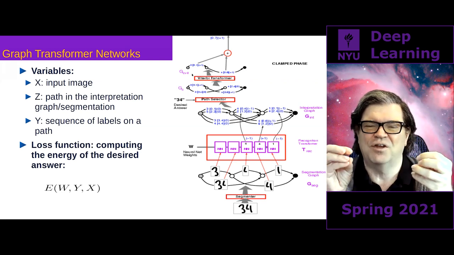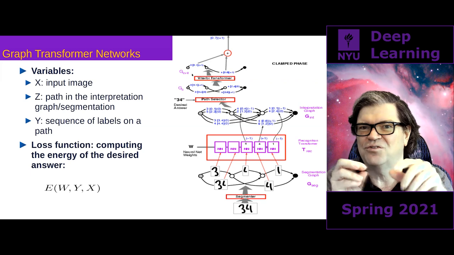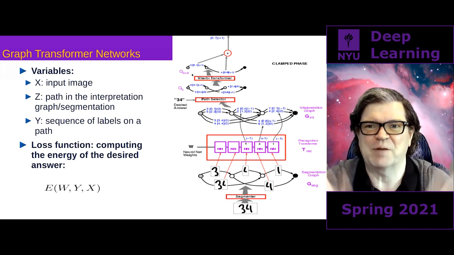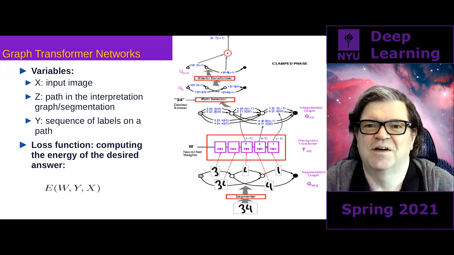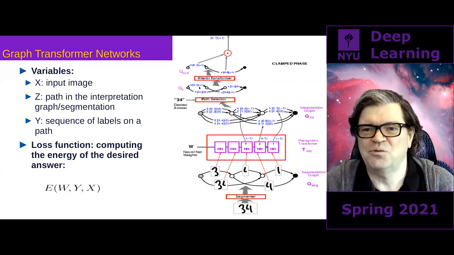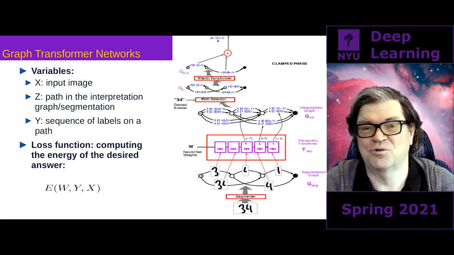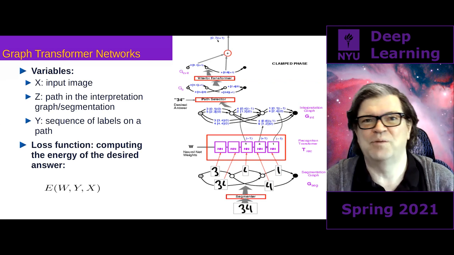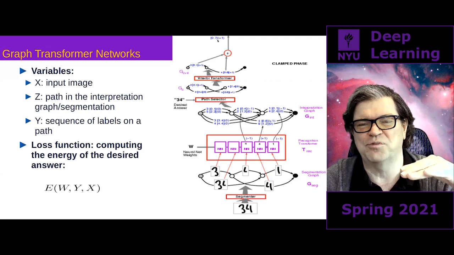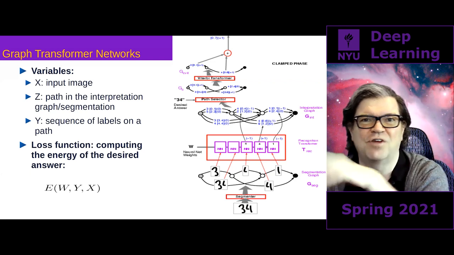arcs in the graphs, and you can think of them as switches, right? So we've talked about how we backpropagate through a switch. So what we're going to have to do is we want to make this energy as low as possible because that's the energy of the correct answer. So if we want to train our system using something like a contrastive loss, we want to make the energy of the correct answer as low as possible and the energy of the incorrect answer larger.